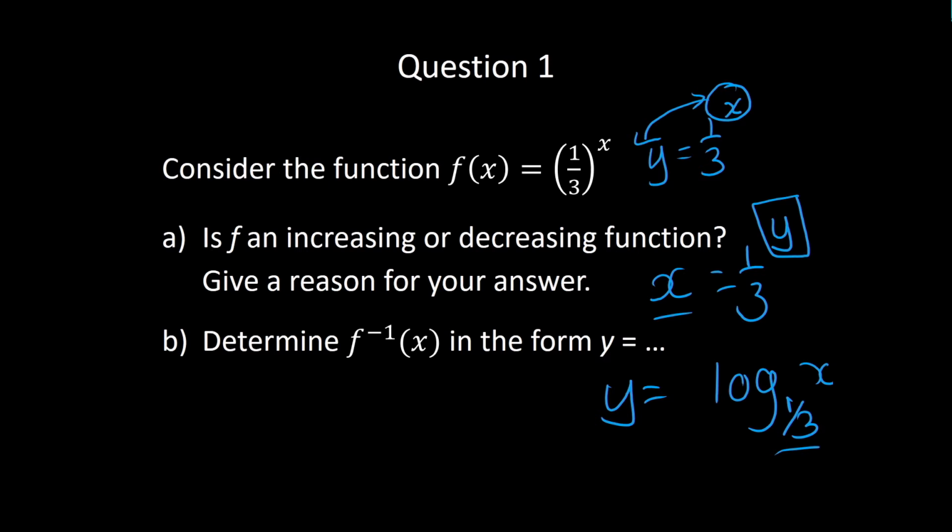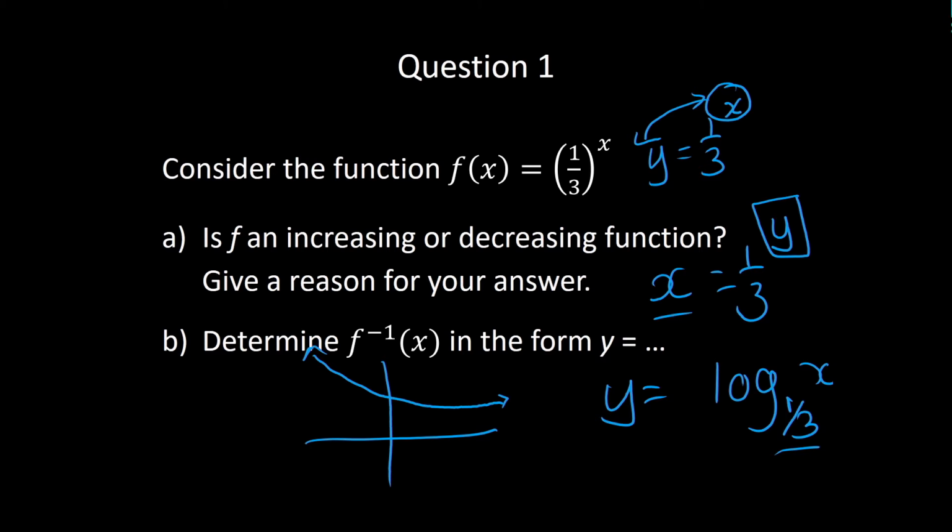Now, even though the question doesn't ask for it, we could draw just a rough sketch. We know that a third to the x is going to be a decreasing function, so it's going to look something like that. If your function f of x is decreasing, then certainly your inverse will also be a decreasing function. It's not going to be an increasing function, it has to also decrease.